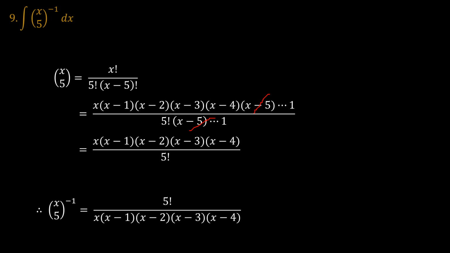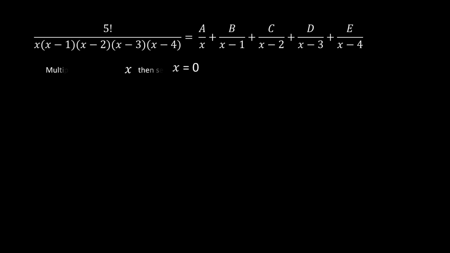To solve this, I would try to convert it into a partial fraction, and I would do that by expressing it as a over x, b over x minus 1, c over x minus 2, d over x minus 3, e over x minus 4. The first thing I'll do is multiply through by x, and then set x to 0, so that every term where the x doesn't cancel becomes 0, and we are only left with a.